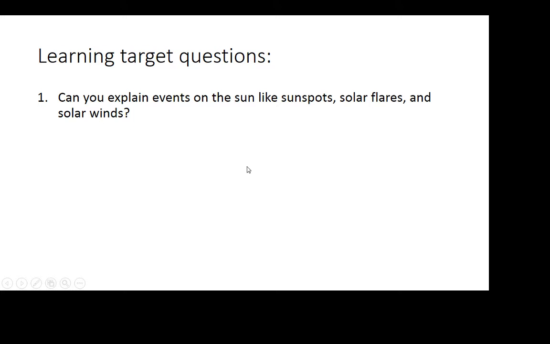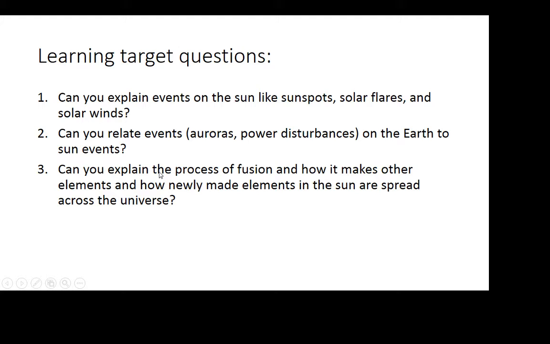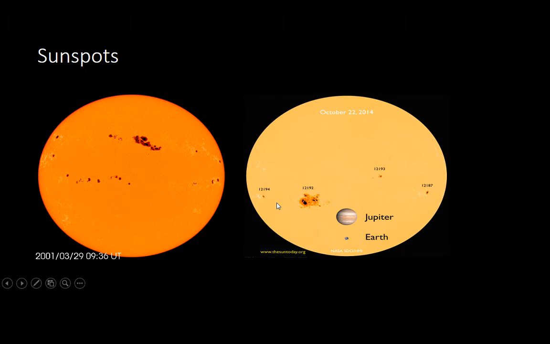So our goals for this learning target are to explain events that happen on the sun, like sunspots, solar flares, and solar winds, relate events like auroras and power disturbances on Earth to sun events, and explain the process of fusion, how it makes new elements, and how those elements get spread across the universe, and also how we know that.